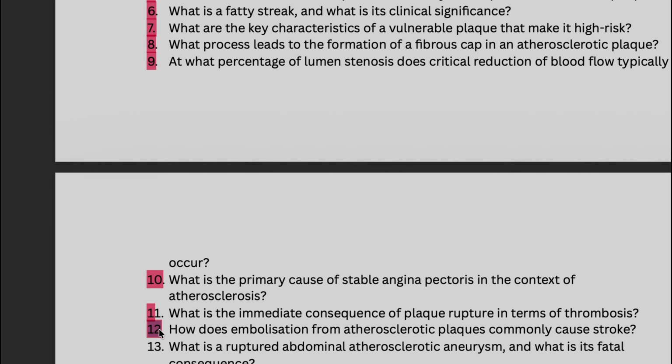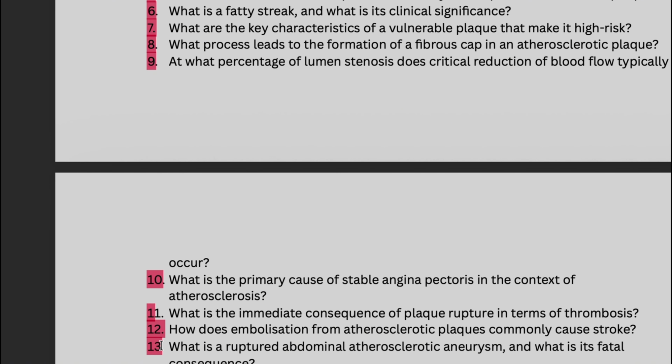Now question 12, how does embolisation from atherosclerotic plaques commonly cause stroke? And the answer is thrombosis fragments from carotid artery plaques can embolize to cerebral arteries, causing an ischemic stroke or transient ischemic attack. Question 13.